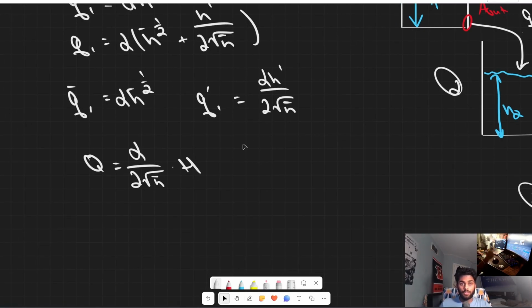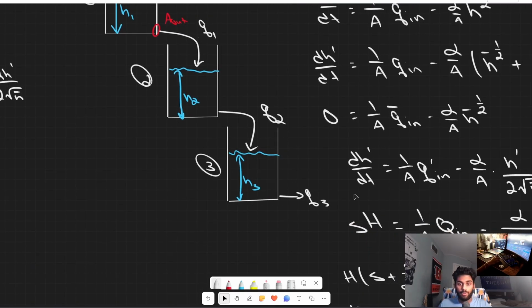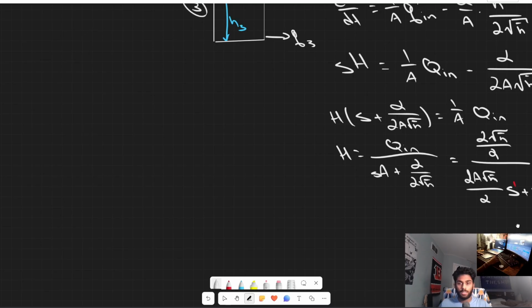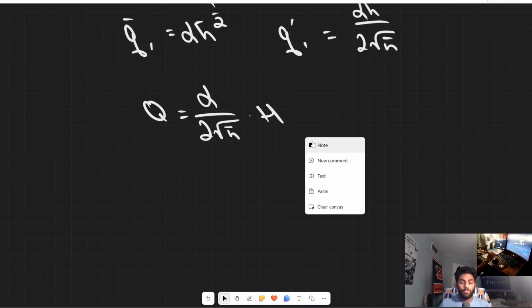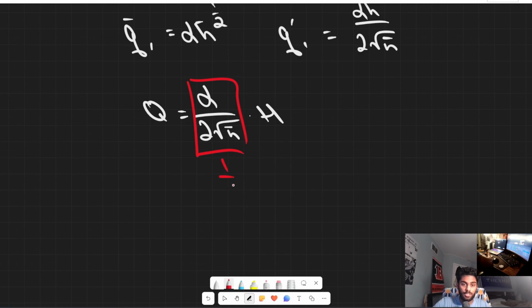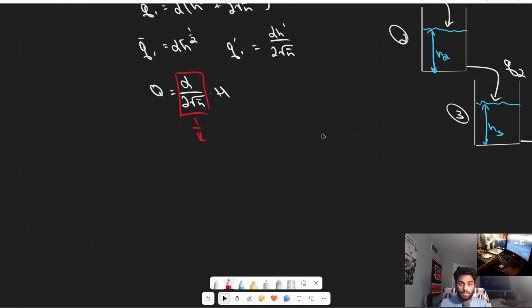So there we go. Now we've also related our flow back to our height. In a very similar sense, we defined our k as 2 root h bar over alpha. Over here, we have alpha over 2 root h bar. So this is similar to what we had before. This is actually just 1 over k. So that's the coefficient that brings us back from our flow to our height.